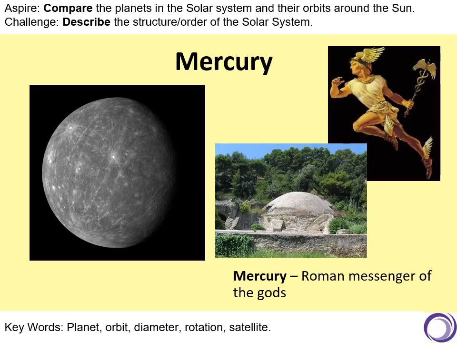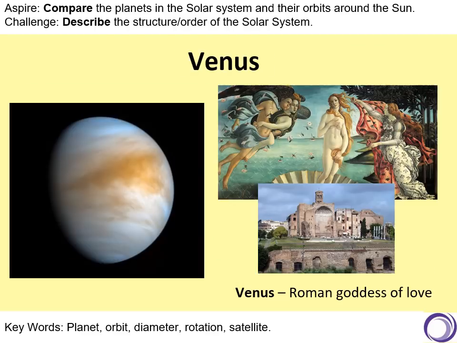It's our first planet in the solar system, and it orbits the Sun in just 88 days. So we move on to Venus.